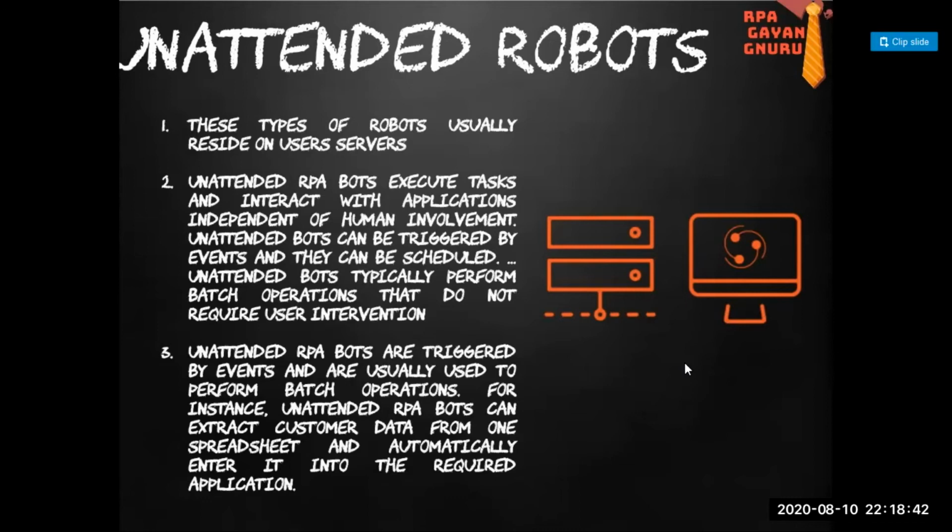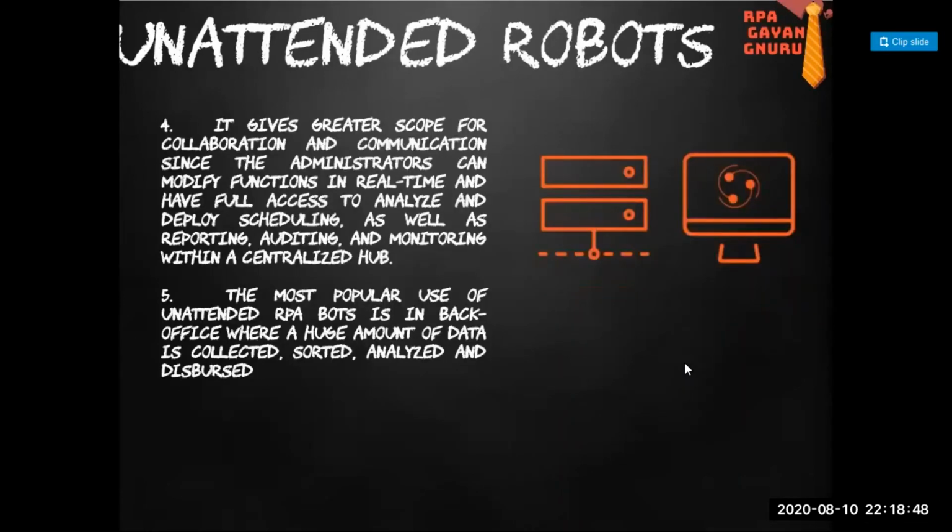So automated robots are usually, like I said, batch processing systems triggered by either a scheduler or some kind of event like receiving an email, and they are controlled by the IT system administrator, right? Not individual employees. They reside on a server. They are basically controlled by the IT system administrator, and they are scheduler based. And the most popular use of such RPA bots is in the back office. A huge amount of data is collected, stored, analyzed, and dispersed.